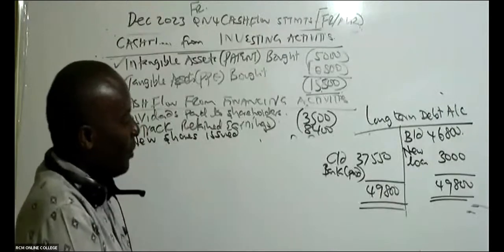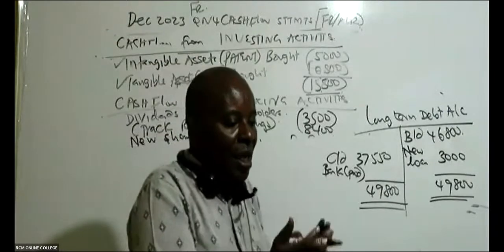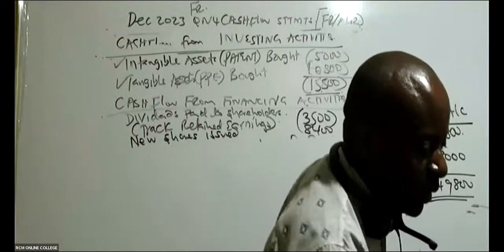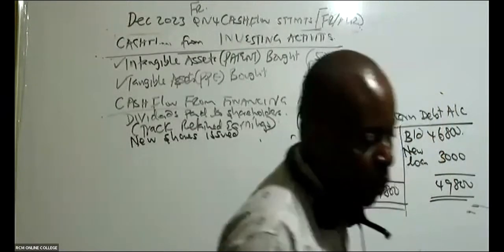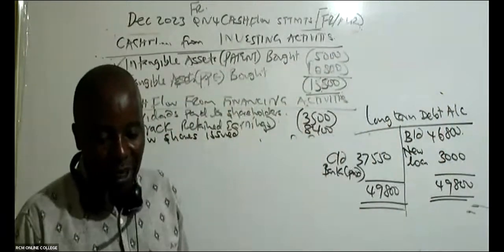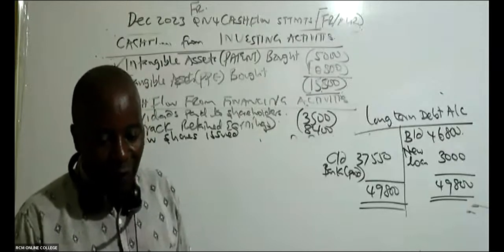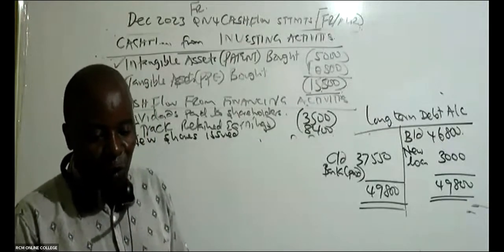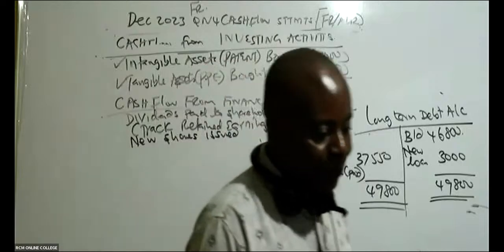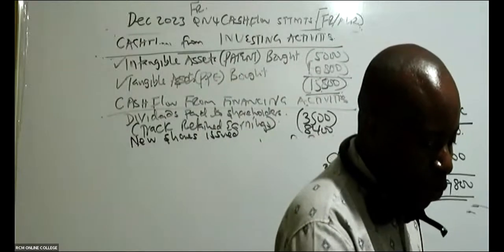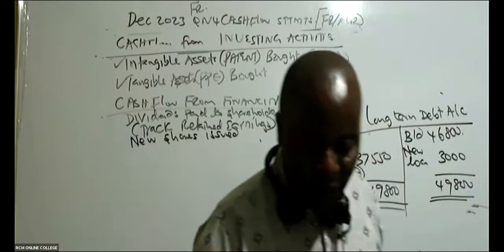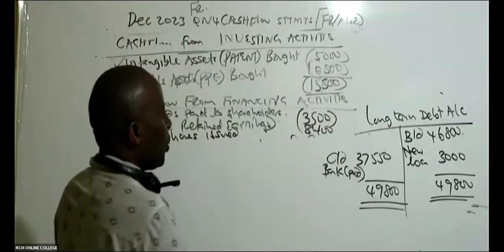So is there somebody who can tell me, ladies and gentlemen, this long-term debt, how much did we pay? Somebody talk to me. 12,250. Chogo is getting 12,250. Yes. So this is what I put here.